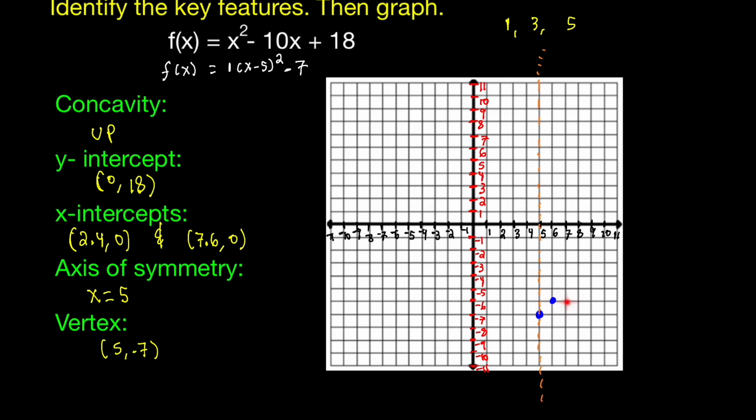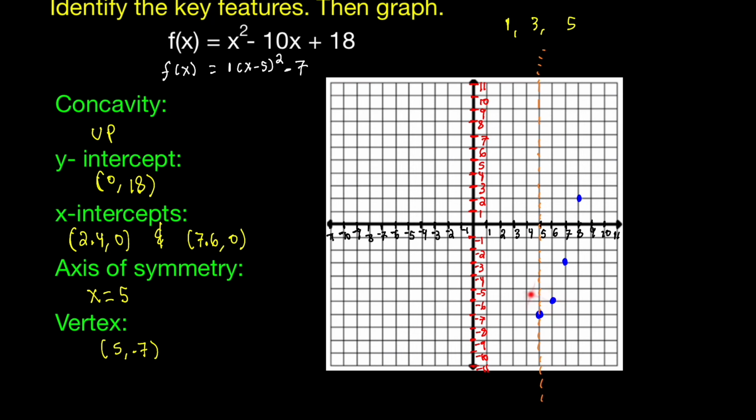Let's do it again. We're going to go to the right 1 unit, but this time we're going to go up by 3 units. So 1, 2, 3. That's going to give us the third coordinate here. Let me go ahead and plot that. And then let's do it one more time. So we're going to go 1 unit to the right, and this time we're going to go up 5 units. 1, 2, 3, 4, 5.